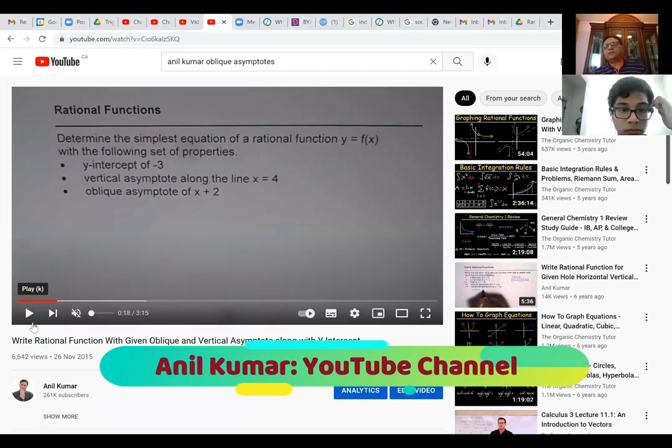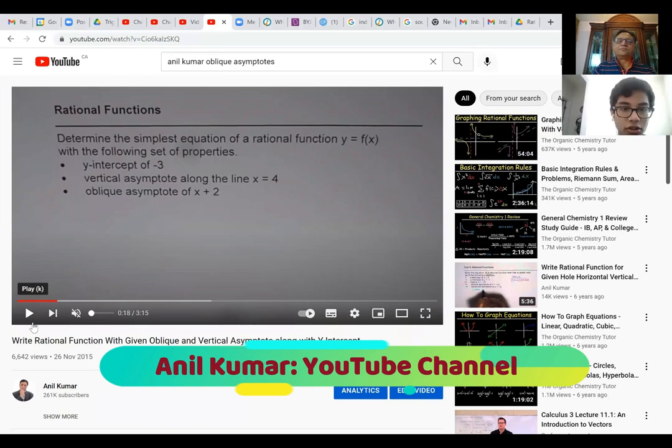Perfect. Can you please read the question? Determine the simplest equation of a rational function y equals f of x with the following set of properties: a y-intercept of -3, a vertical asymptote along the line x equals 4, and an oblique asymptote of x plus 2. How will you do this? Tell me.